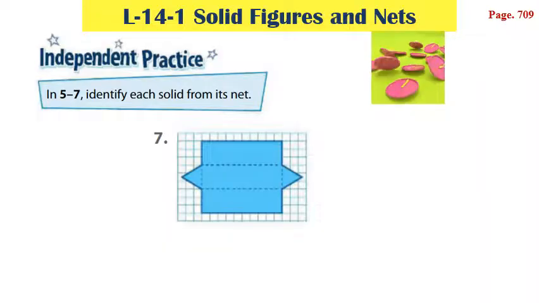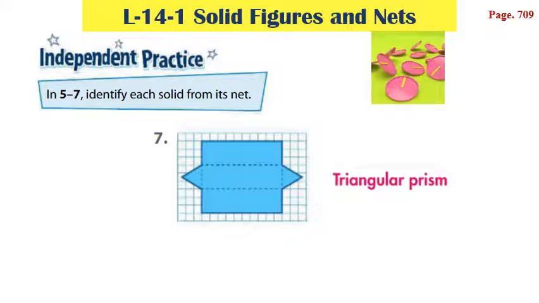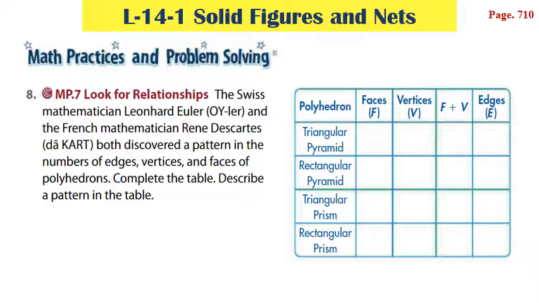All right, dear students, now tell me the answer for number 7. Very good, this net is for a triangular prism. Next, let's solve some problems that involve solid figures. Let's open page 710 now. Are you ready? Very good.